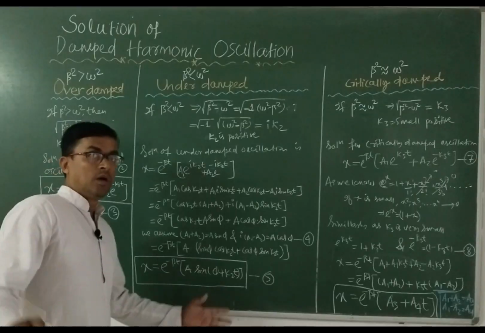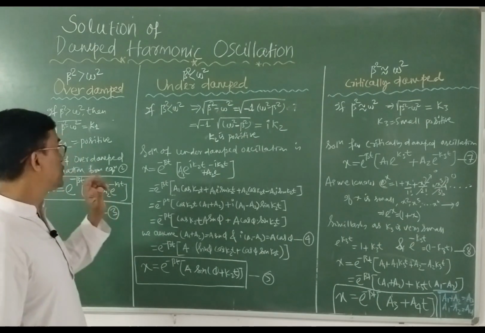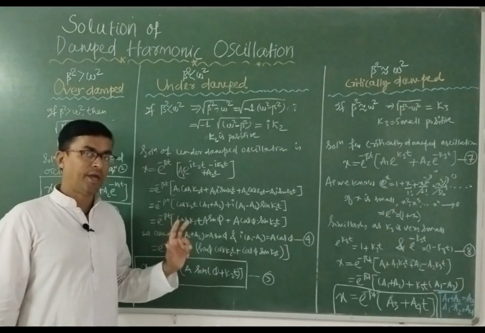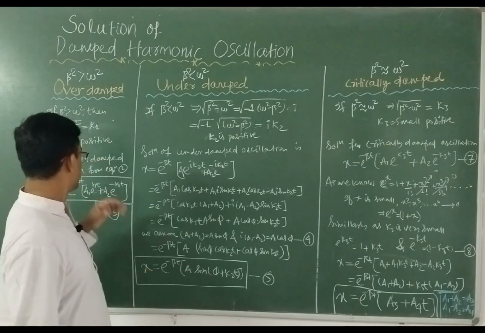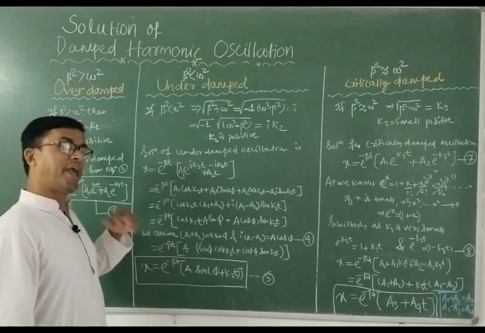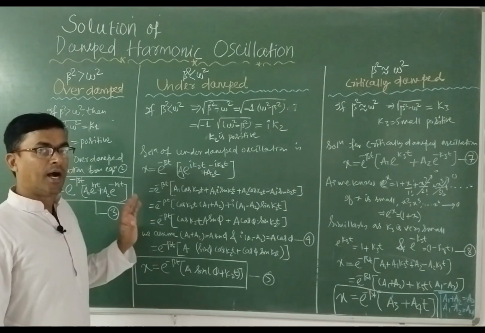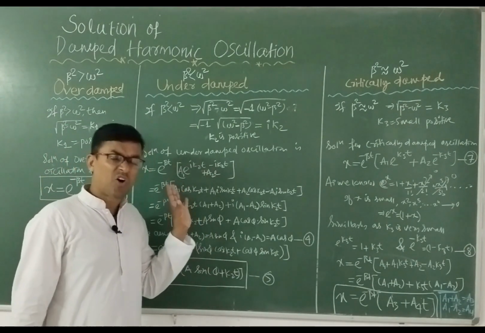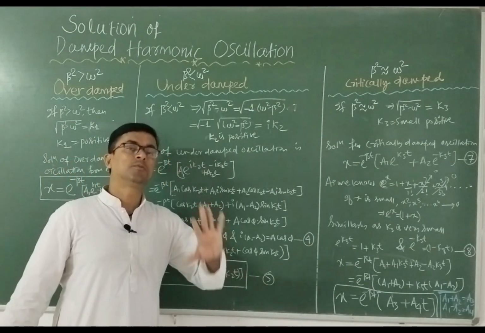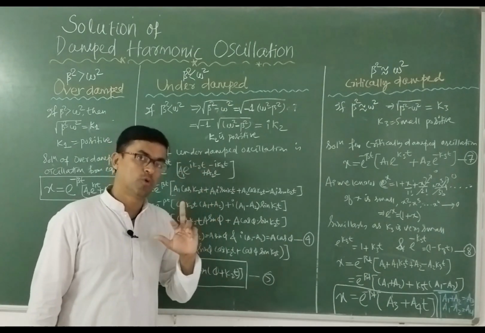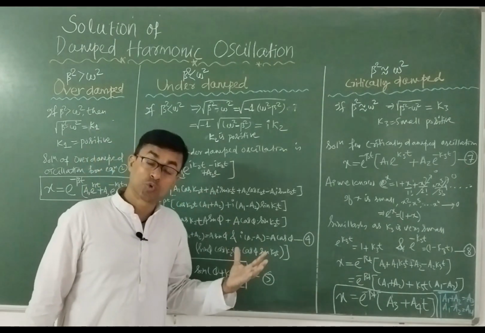Let's discuss it. Hi students, we already got a general solution x equal to e to the power minus beta t, a1 e to the power square root of beta square minus omega square t plus a2 e to the power minus square root of beta square minus omega square t. And we stopped there because we were not aware of what the value of beta square minus omega square would be. Now we have two parameters, beta and omega, and as we discussed, beta is related to the damping force and omega is related to the restoring force.